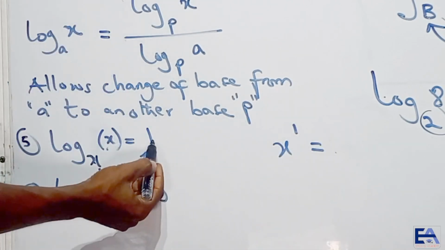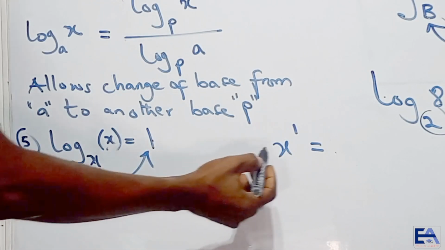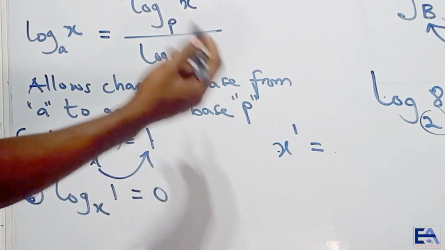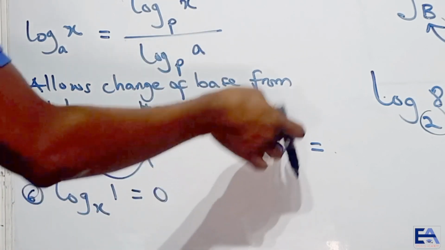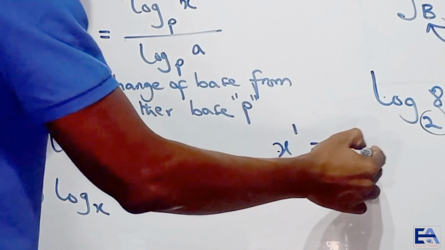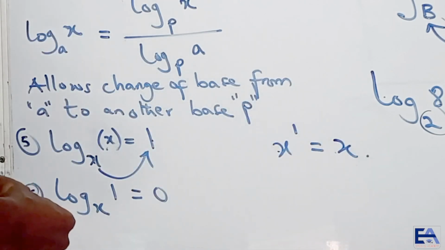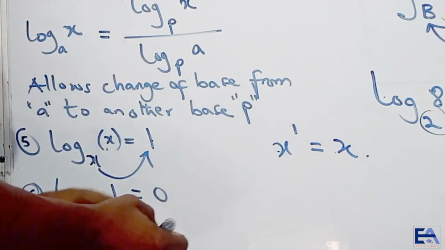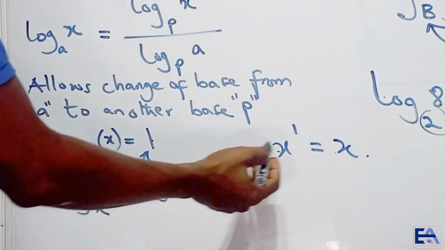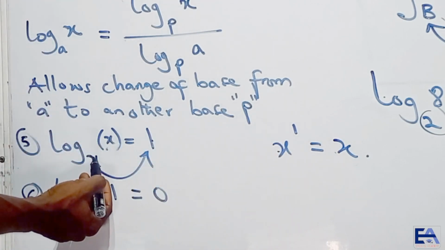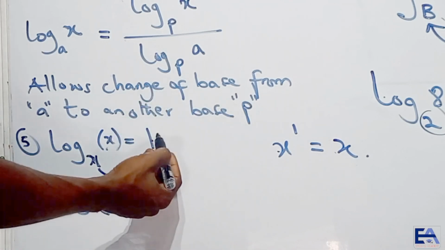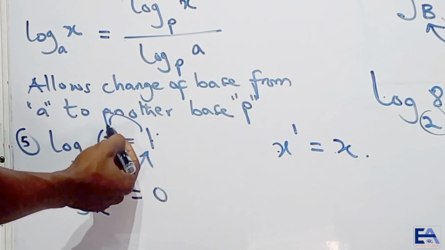This x here is carrying this 1, right? So x raised to power 1, ideally, in the law of indices, any number raised to power 1 is equal to that number. And so that's the reason why we have it this way, that logarithm of the same base is equal to 1. Why? Because if you convert it to indices, you have x to the power of 1. What will it give you?